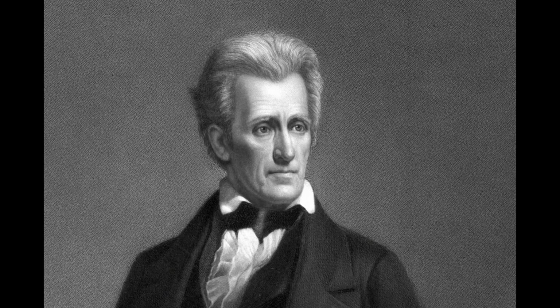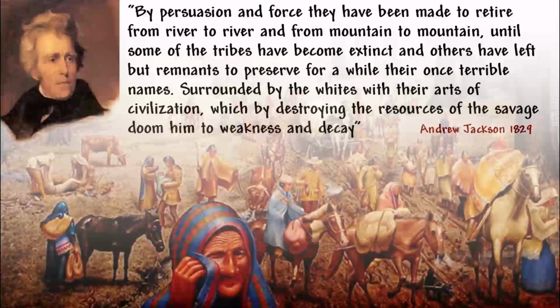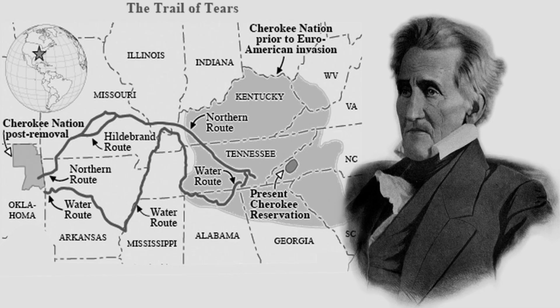But the Jackson-led government wasn't going to let a little thing like the Supreme Court stop them. Democrat President Andrew Jackson noted in 1832, if no one intended to enforce the Supreme Court's ruling, which he certainly didn't, then the decisions would fall stillborn. Jackson was going to steal their land come hell or high water.